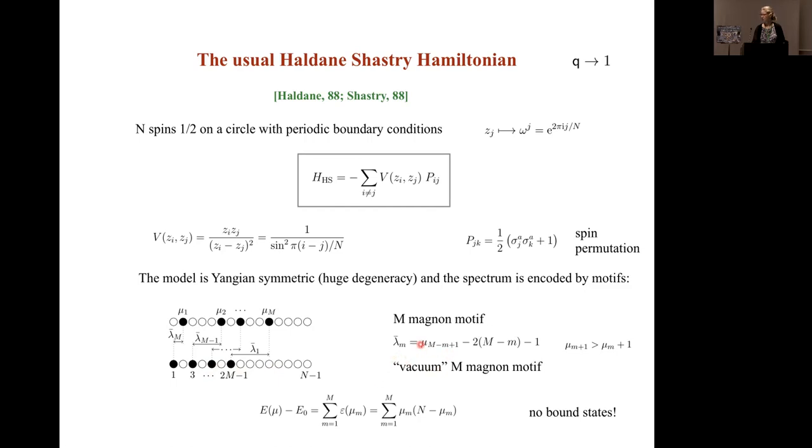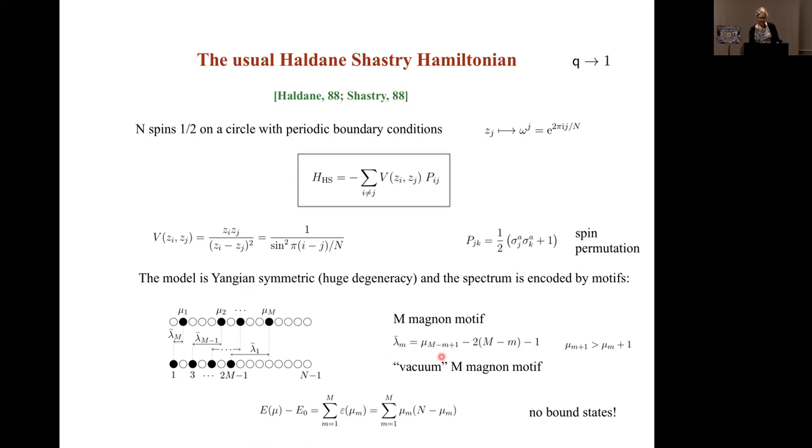This collection of integers, which take values from 1 to N-1, is called a motif. The motif can also be alternatively described in terms of a partition, lambda, with parts which are weakly ordered, so the different lambdas can be equal or different integers.